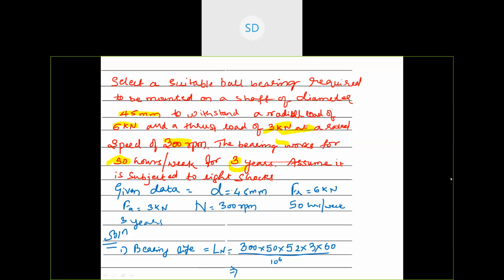3 5s are 15, 15 5s are 75, 75 3s are 225, into 6. I think you are going to get 140.4. Required life is 140.4 millions of revolutions. Right. Next.